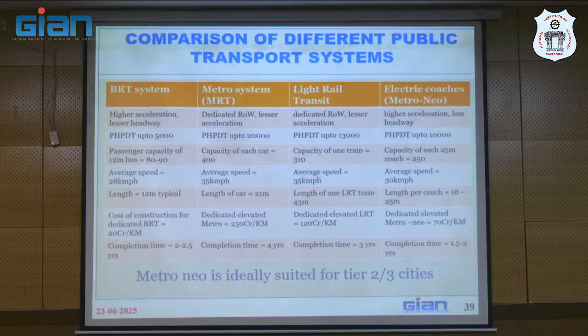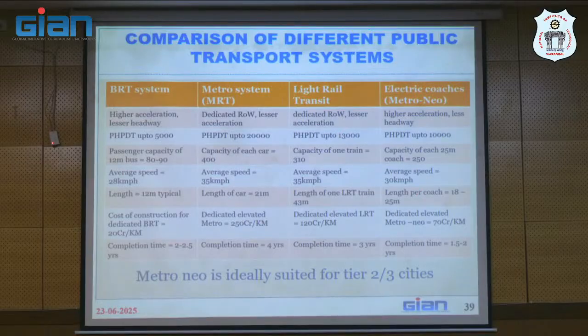Now if you see the metro, almost 20,000 people are carried, then light rail 13,000, and neo metro 10,000, still the BRTS 5,000. But according to Bogota, the number is much higher, almost closer to the rapid transit system. The passenger capacity for the bus is 80 to 90, for each car it is 400 for the MRT, and the light rail is 310, and 250 for the neo metro. The length of the bus will be almost 12 meters typically. The length of the car for the metro is 21 meters. The length of the LRT is 40 feet.